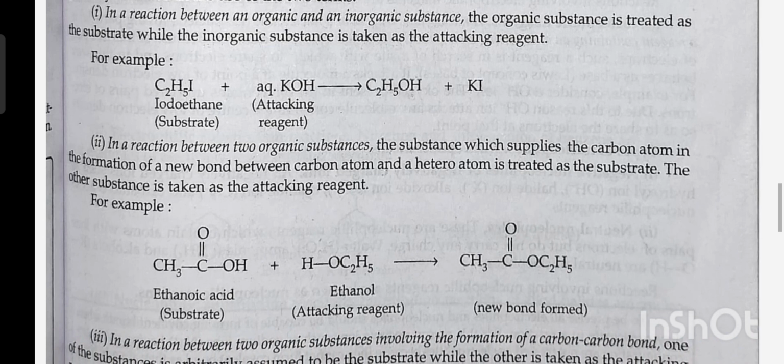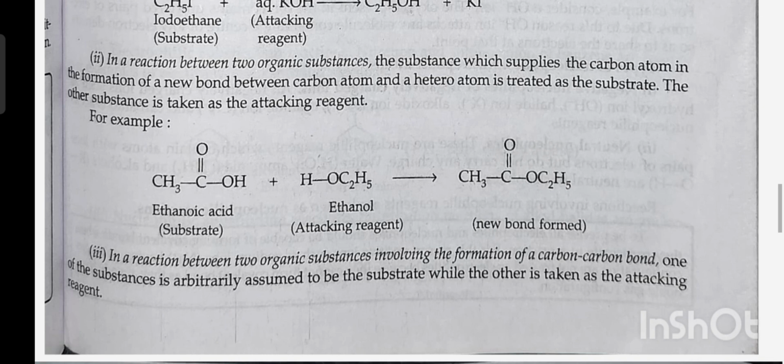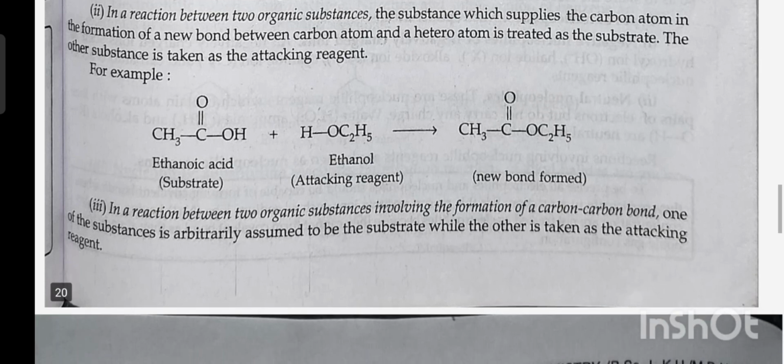Second, in a reaction between two organic substances, the substance which supplies the carbon atom in the formation of a new bond between carbon atom and heteroatom is treated as the substrate. The other substance is taken as the attacking reagent. Ethanoic acid (substrate) plus attacking reagent gives an ester, a new bond formation.